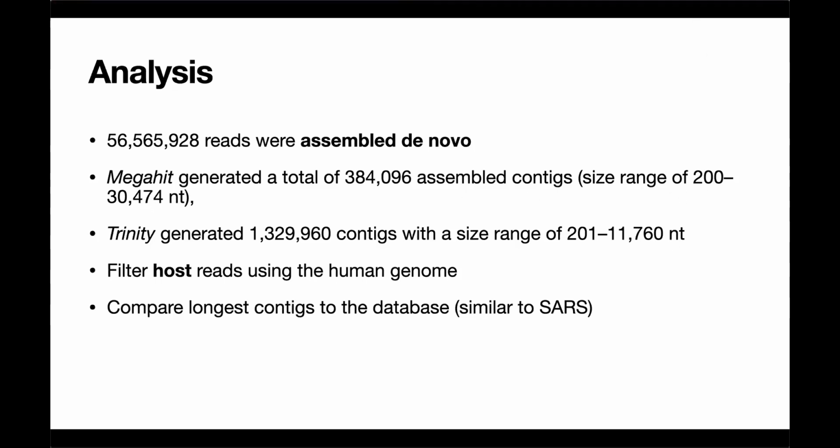Then Trinity generated a lot more contigs, but they were shorter. So it depends on which software you use and which settings you use. Now you've basically reduced 56 million reads to either 385,000 reads that are all stitched together, or 1.3 million reads. So this is a computational filtering step.